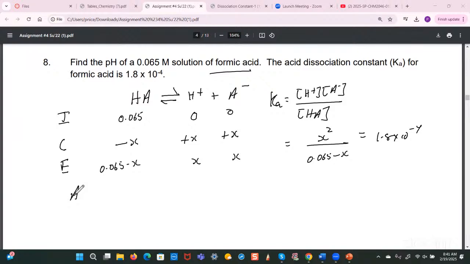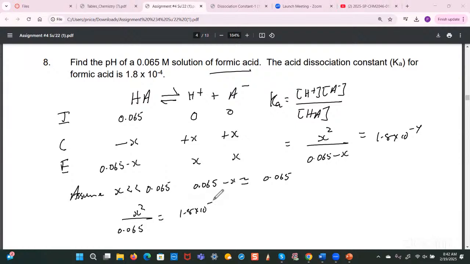We assume that X is much less than 0.065, such that 0.065 minus X is approximately equal to 0.065. So what that means is that this expression now becomes X squared over 0.065 equals 1.8 times 10 to the minus 4, which means that we can solve for X. That will be equal to the square root of 0.065 times 1.8 times 10 to the minus 4. And then we do the number crunching.